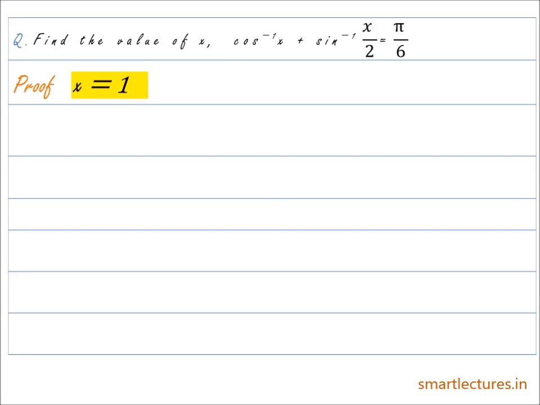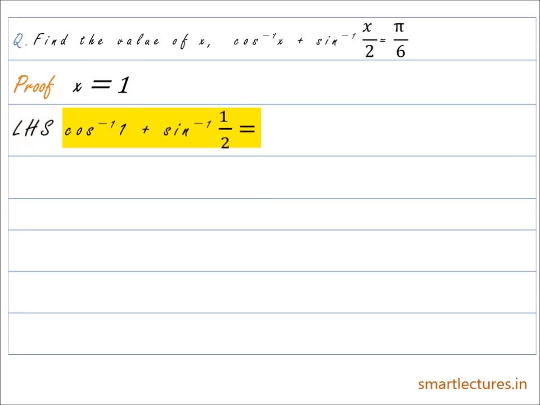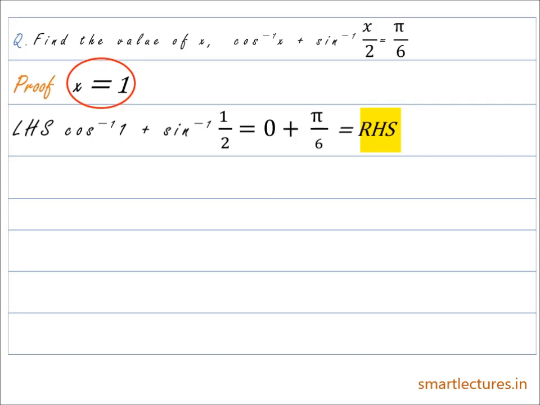If we put x as 1, then in that case left hand side is equal to cos inverse 1 plus sin inverse half, and cos inverse 1 is equal to 0 and sin inverse half is equal to pi upon 6. So left hand side is equal to 0 plus pi upon 6, which is equal to pi upon 6, and which is equal to right hand side. So that means x is equal to 1. So that means 1 is the solution of the given equation.